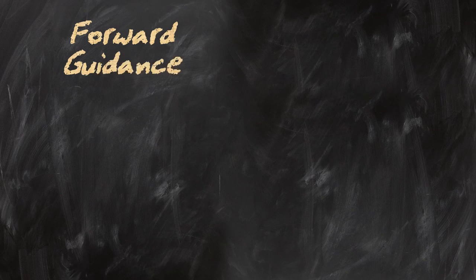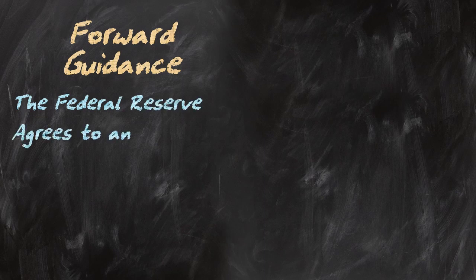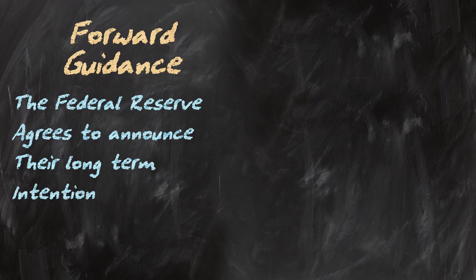Now that wasn't so bad. Let's look at a few other things that the Federal Reserve can do. These are pretty easy and straightforward to understand. Forward guidance. This is the Federal Reserve just telling us what they're going to do. They agree to announce what their long-term intentions are to the public to ease any sort of market volatility.